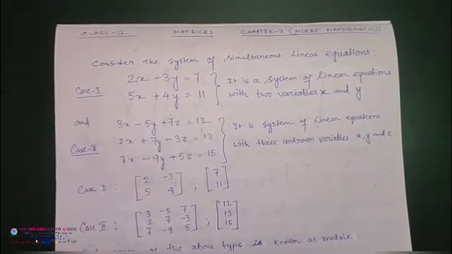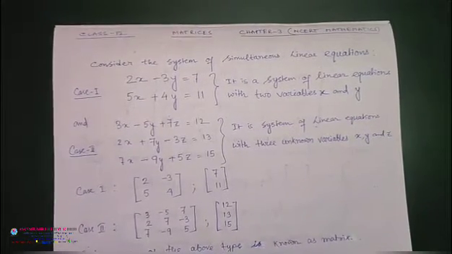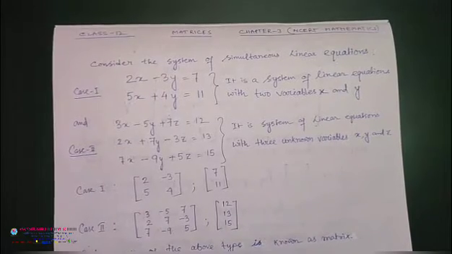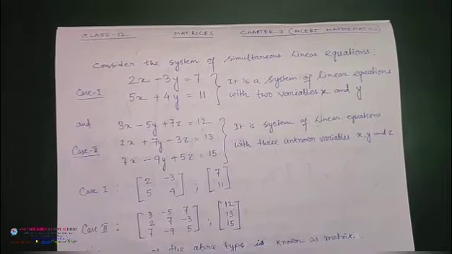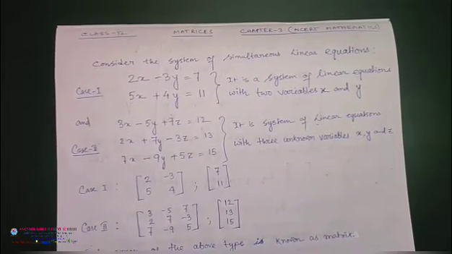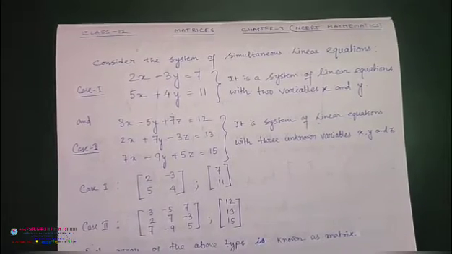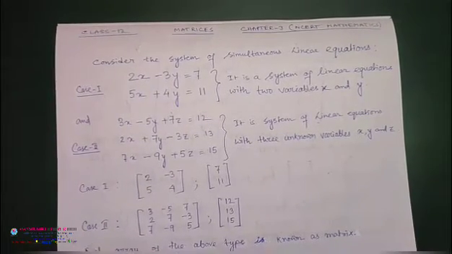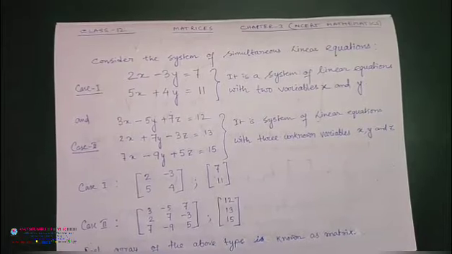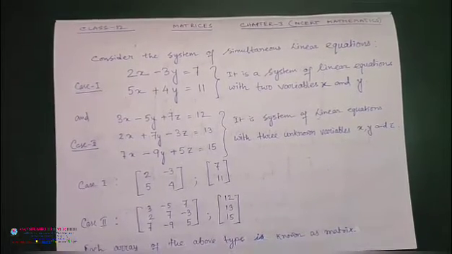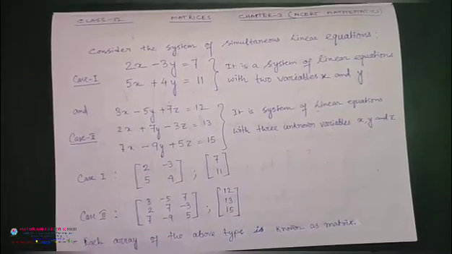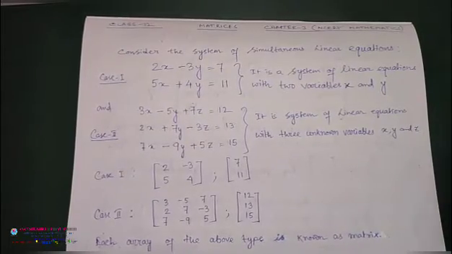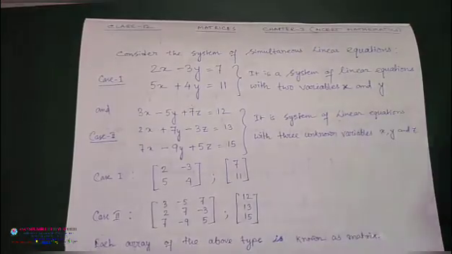Hello students, today we will start matrices, chapter 3 of class 12 NCERT mathematics. The word matrices is the plural form of matrix. The evolution of the concept of matrices is the result of an attempt to obtain compact and simple methods of solving systems of linear equations. In this session, we will learn the order of matrices, types of matrices, and formation or construction of matrices.